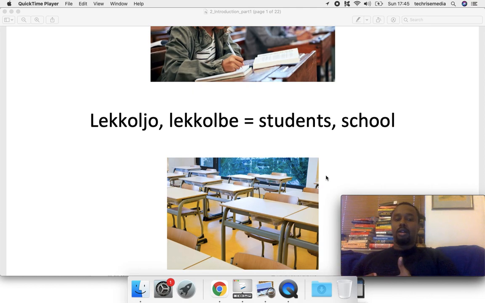So lekkol. When you say lekkol, you're going to school, right? Or lekkol be. Now the plural be in lekkol means schools, right? So lekkol jo, lekkol be. So student or school. I feel like there's a differentiation. It kind of goes hand in hand, right?